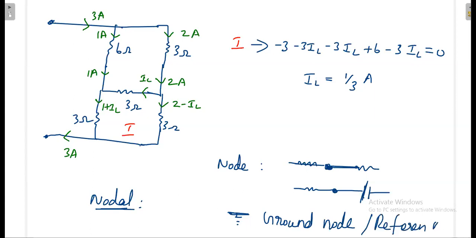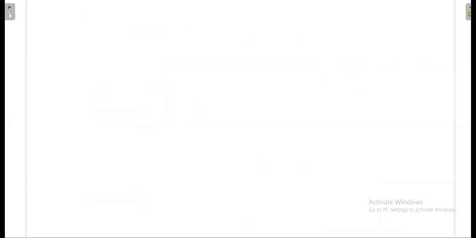One more idea is that you should not unnecessarily introduce nodes. You have to take the nodes properly. If you take extra nodes, you will not get the correct answer. Now we'll see how it goes. I will take the same problem and solve it by the nodal method.